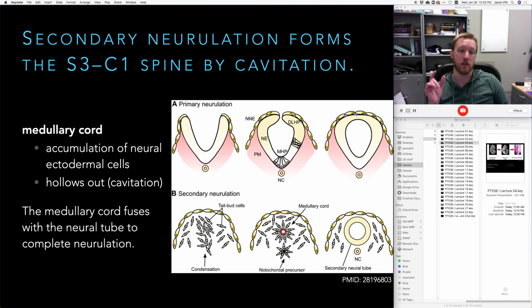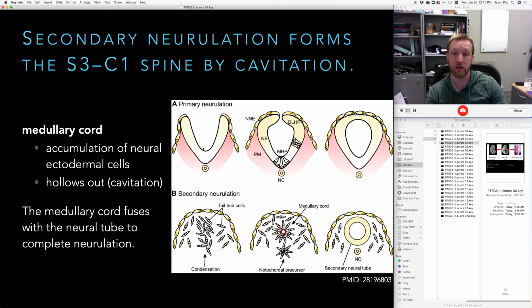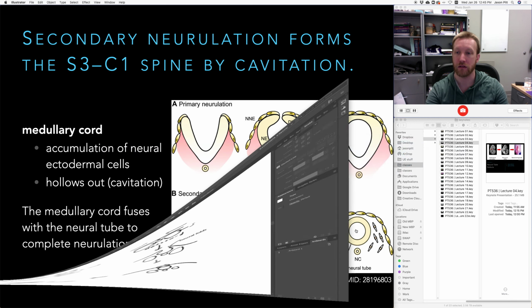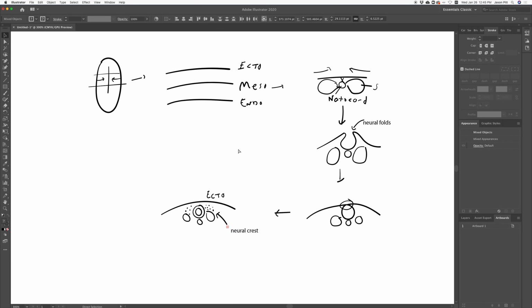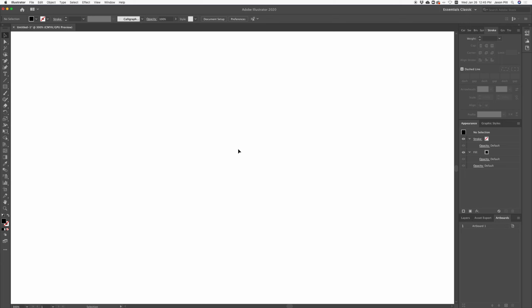Now, primary neurulation doesn't build the entire spinal cord. It only builds down into the initial segments of the sacral spinal cord. The bottom of the spinal cord develops through secondary neurulation. So rather than going from a plate into a tube, here we're going to start off as a solid mass of cells and just hollow out. Okay, what might that look like?